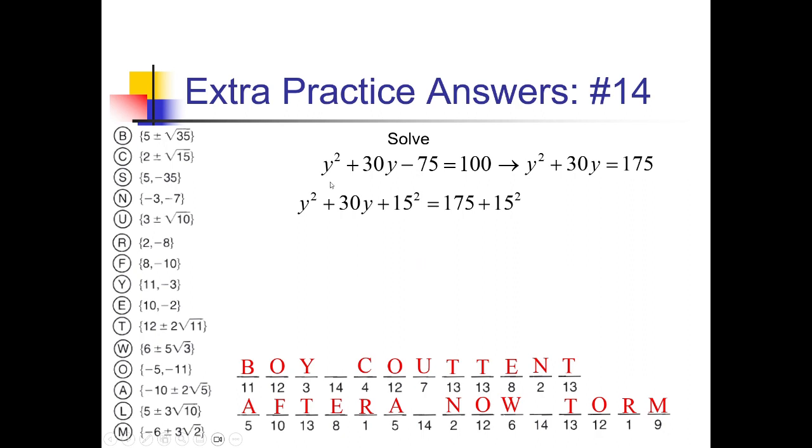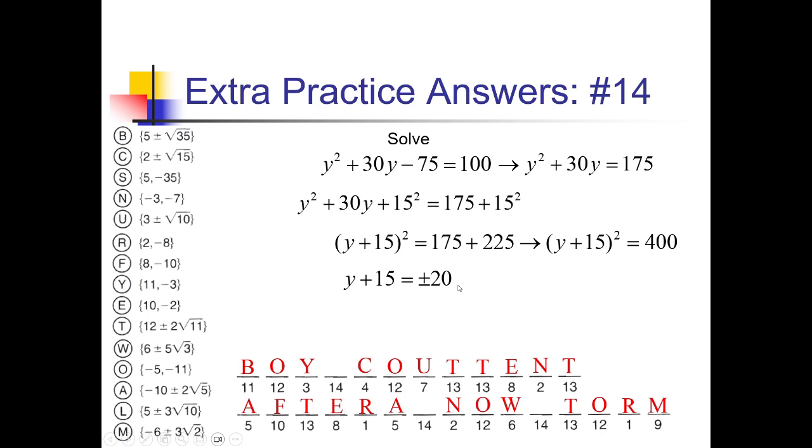On the left, I've got y plus 15 quantity squared. This is getting kind of scary. On the right side, 175 plus, I think that's 225. Now this is actually going to be kind of nice because that stuff on the right adds up to 400, which is a perfect square. So now when I take my square root of both sides, I've got y plus 15 on the left and plus or minus 20 on the right side. Square root of 400 is 20.